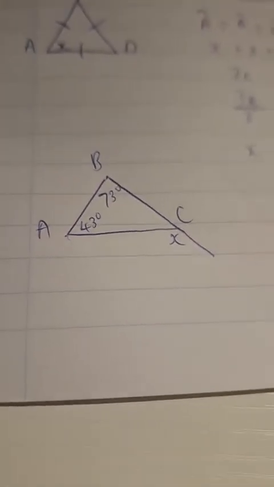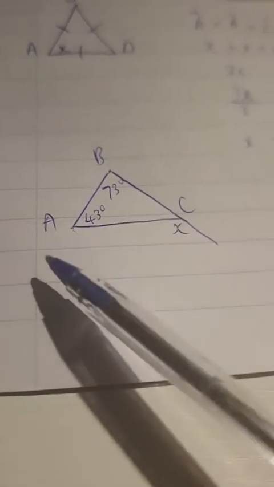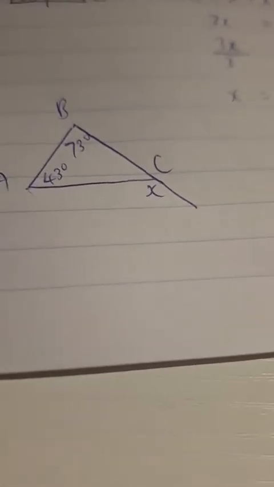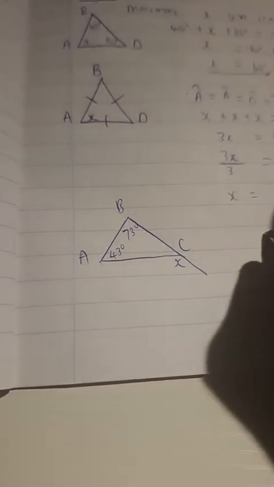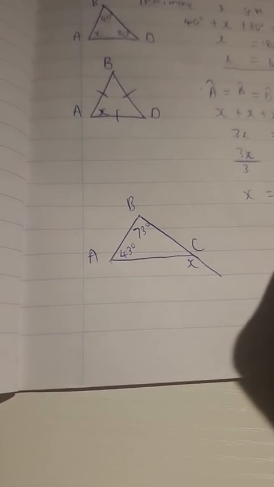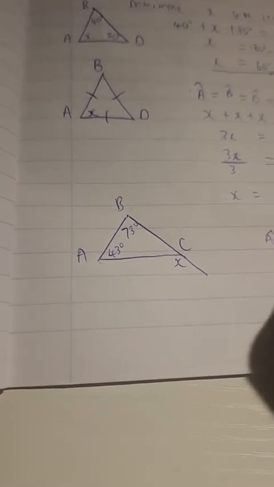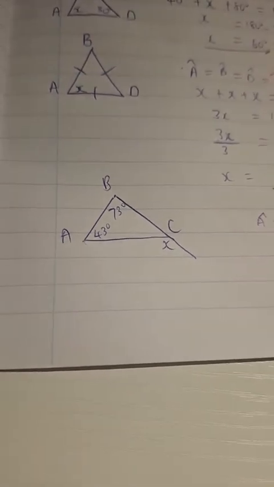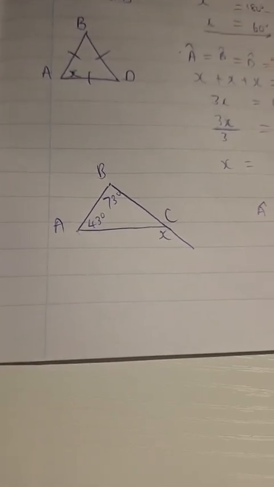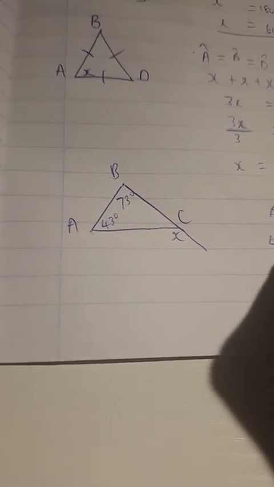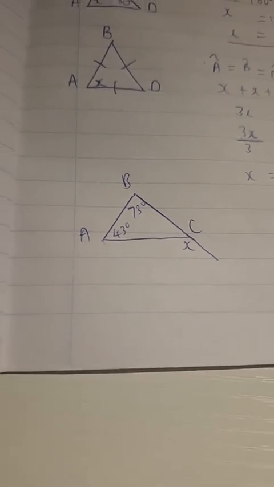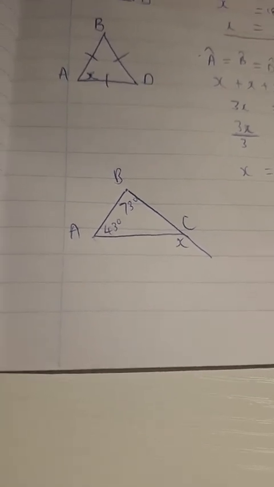Confidence in all, look at that. Saying angle A plus angle B is equal to x. Okay, what's the reason? Confidence in all. Okay, that's a true statement. I agree with it. Angle A plus angle B is equal to x. So in other words, what you're saying is 43 degrees plus 73 degrees is equal to x.